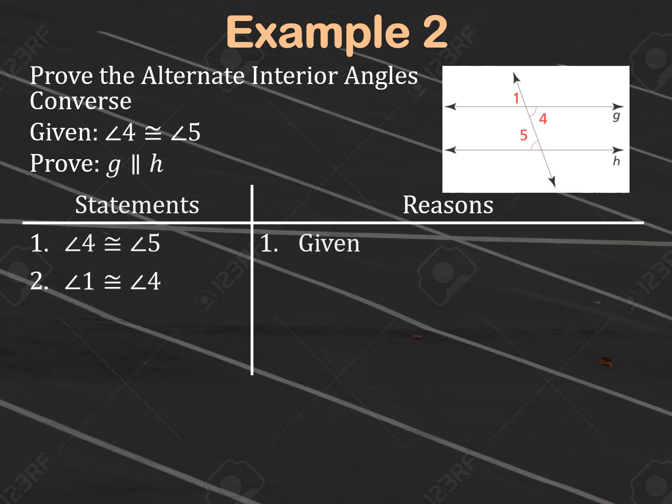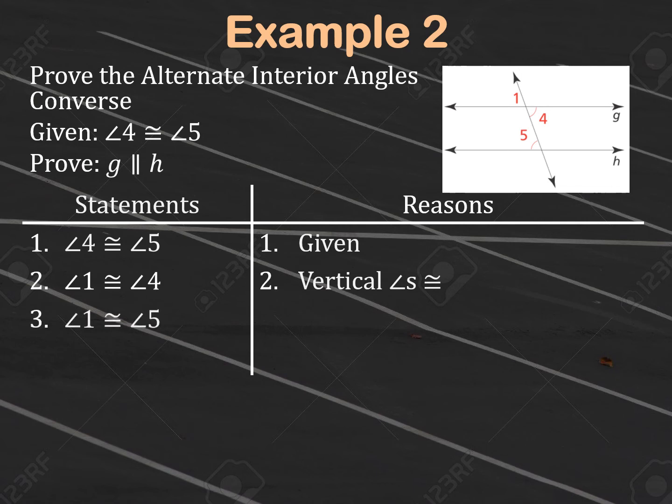Number 2, angle 1 is congruent to angle 4. How do you know angles 1 and 4 are congruent? What is it about these angles that are the same? They are vertical angles. So reason 2, vertical angles are congruent. That's the vertical angle congruence theorem.